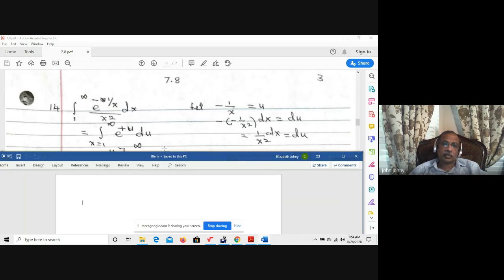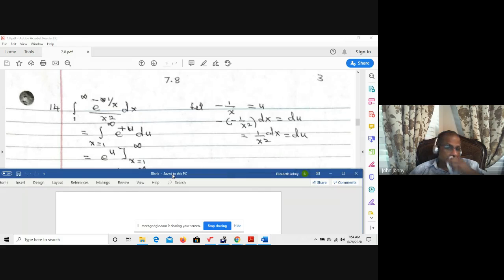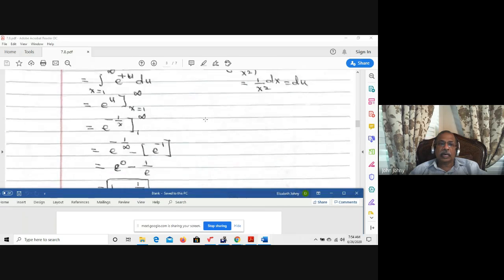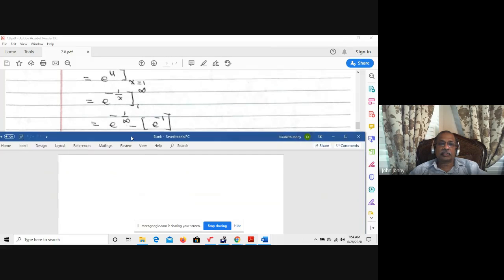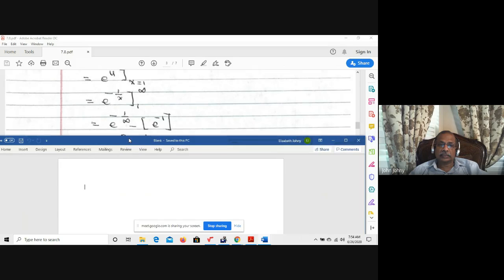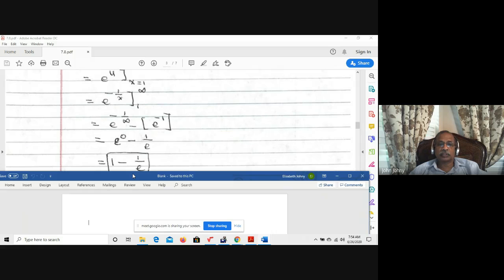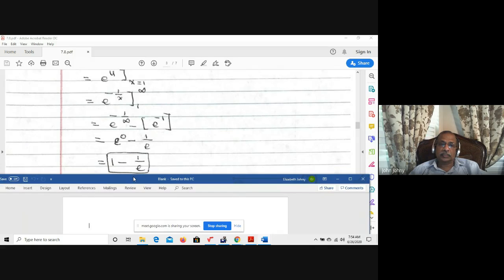x varies from 1 to infinity. The antiderivative of e to the u is e to the u. u is negative 1 over x. So this is e to the negative 1 over x from 1 to infinity. And so that is, substitute the upper limit, e to the negative 1 over infinity minus e to the negative 1 over 1. 1 over infinity is 0. So that is e to the 0 minus 1 over e. e to the 0 is 1. Final answer is 1 minus 1 over e.